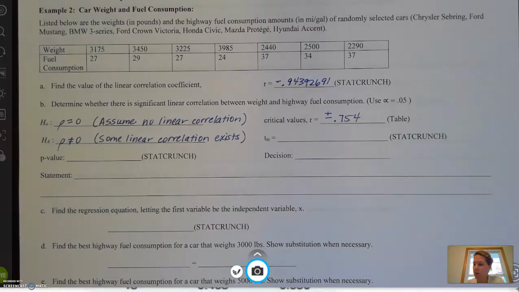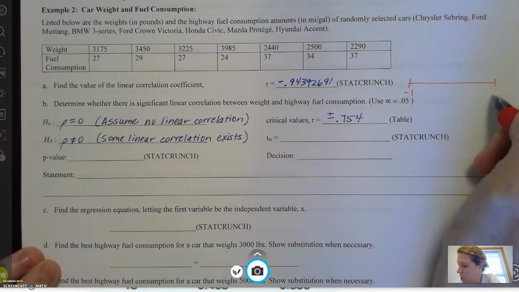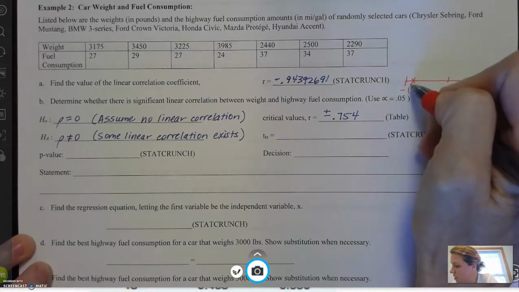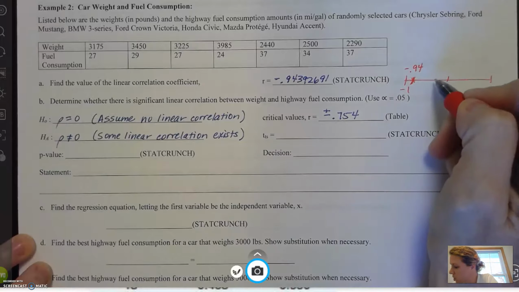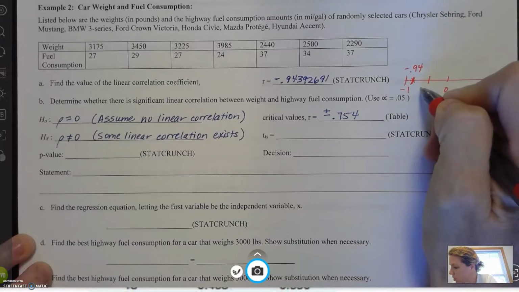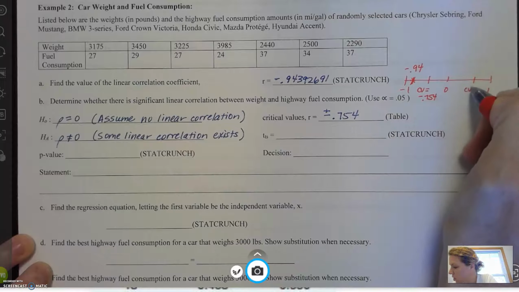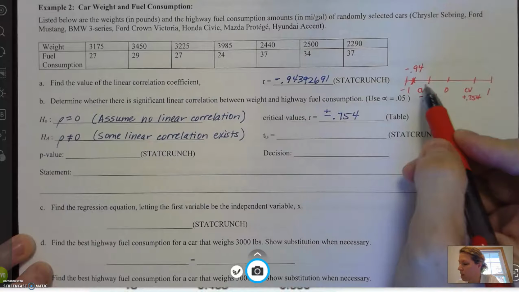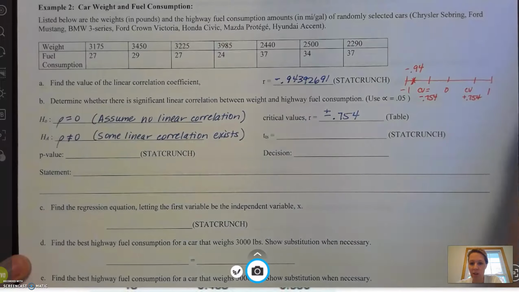Now, back to this. We can look at that on the scale from -1 to +1, 0 being in the middle. Remember, 0 is no linear correlation. And our linear correlation coefficient is negative 0.94. I'm sorry, I said critical value, but that's our linear correlation coefficient. Our cutoff marks are the positive and the negative 0.754. Those are the critical values. So you can clearly see that the negative 0.94 lies to the left of negative 0.754. So that indicates that there is some negative linear correlation.